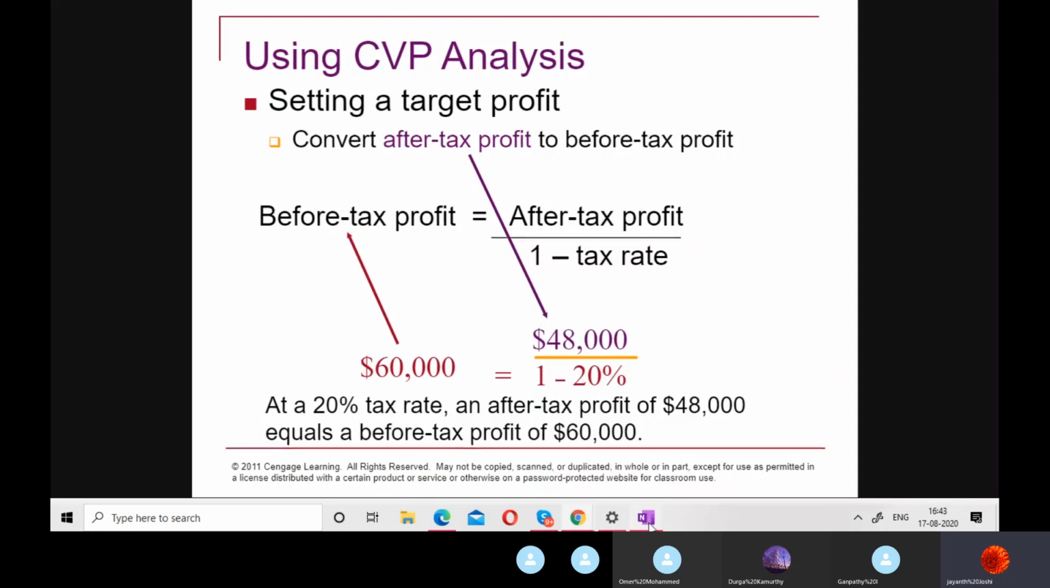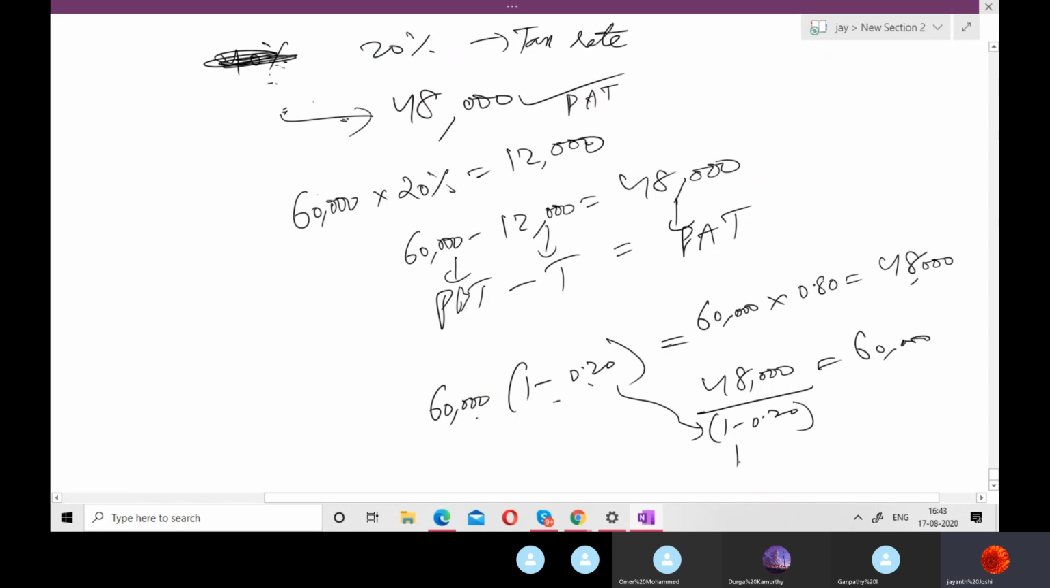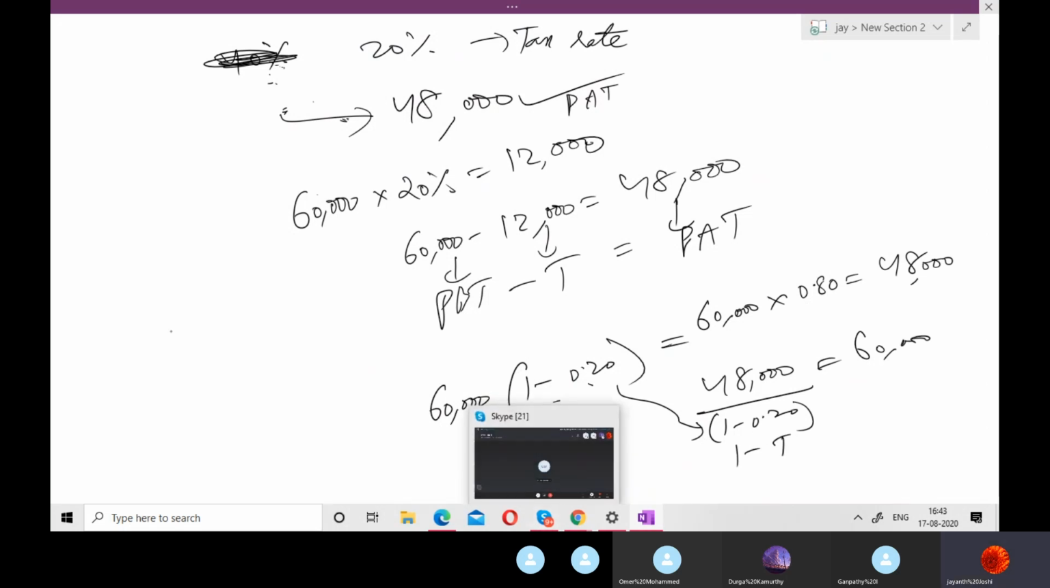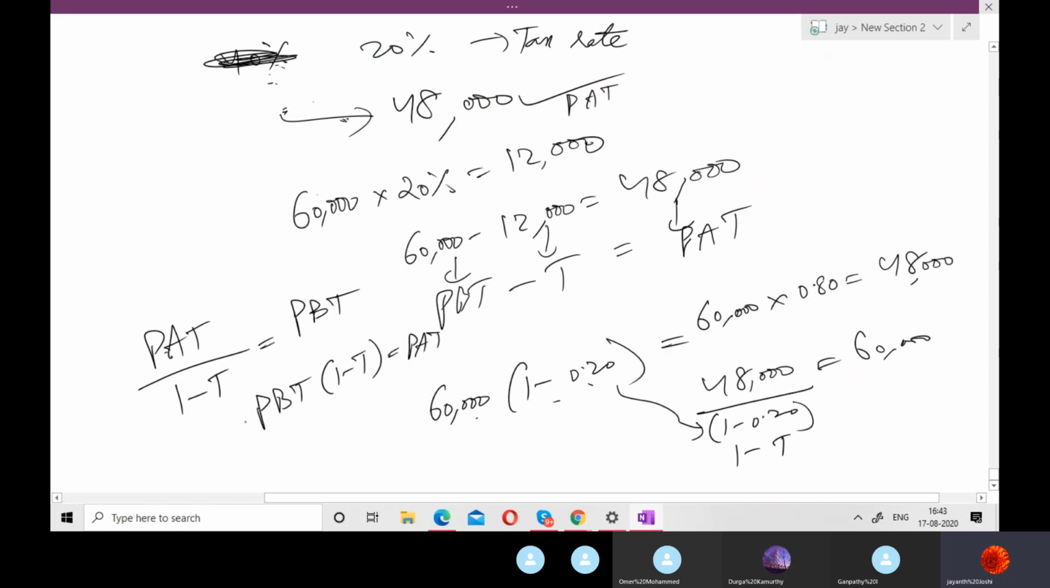Okay, now look, if we multiply we get this; bring it here and divide, you will get 60,000. That's what 1 minus tax rate does. Okay, so the formula that came out here is PAT divided by 1 minus tax rate is equal to PBT, and PBT into 1 minus tax rate is PAT. There is no need to explain all this; you should already understand it.